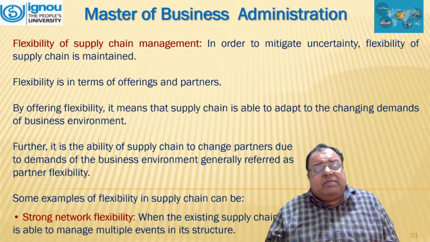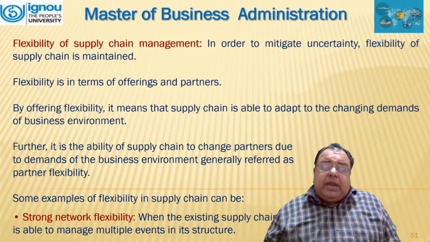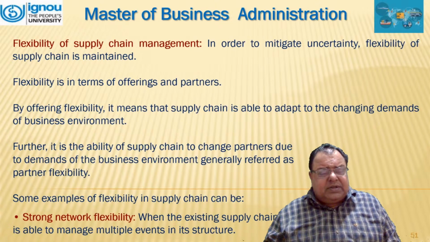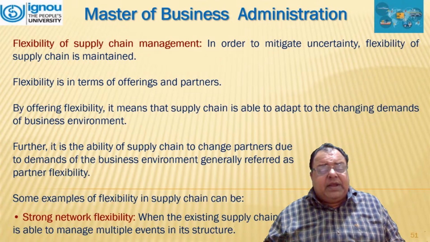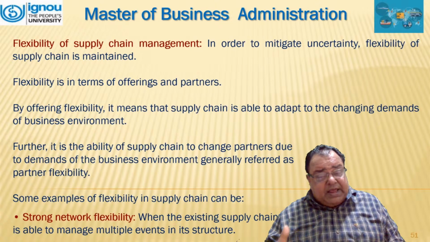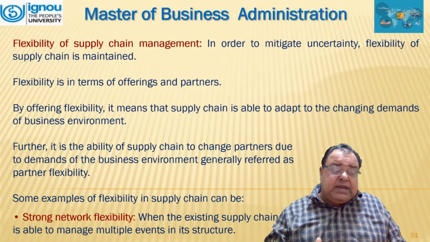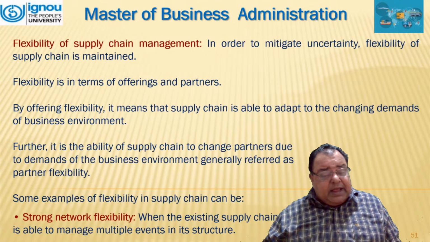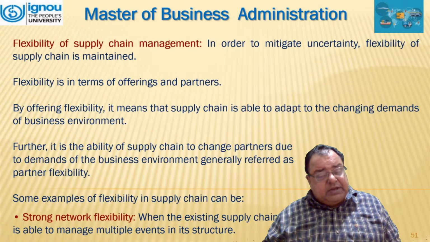Flexibility of supply chain management. In order to mitigate uncertainty, flexibility of the supply chain is maintained. Flexibility is in terms of offering and partners. By offering flexibility, it means that the supply chain is able to adapt to the changing demands of the business environment. Further, it is the ability of the supply chain to change partners due to demands of the business environment, generally referred to as partner flexibility.